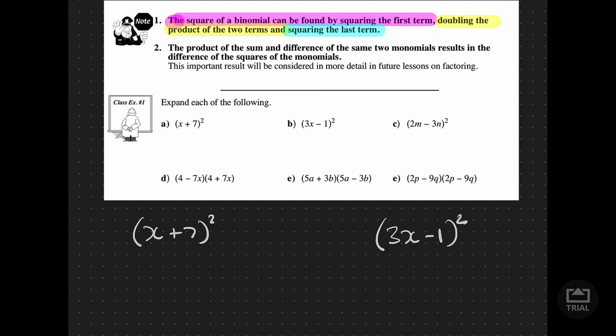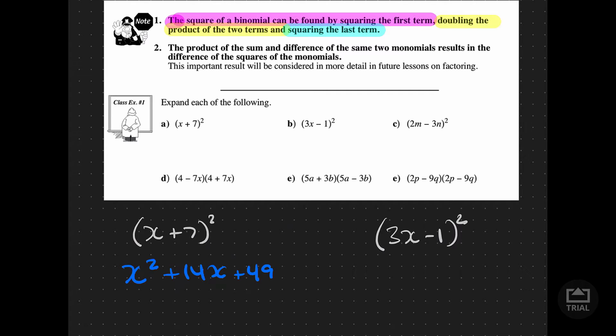So what does it say? Square the first term. Well, x squared becomes x squared. The part that's in yellow says double the product of the first two terms. So here are my two terms right here. So I'm going to double the product. Product means multiplying. So it's like x times 7, which is 7x. And then I'm going to double that, so we end up with 14x. So what we basically did was 7 times x, which is 7x, and then I'm just taking that and multiplying it by 2, which gives us that 14x. And finally, highlighted in blue right there, it says square the last term. Well, the last term is 7, so 7 squared is 49.